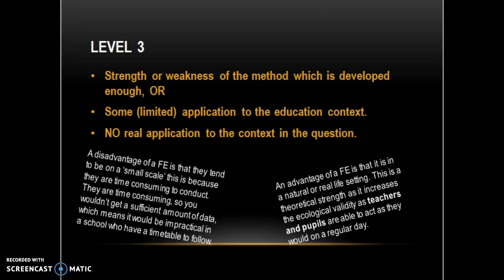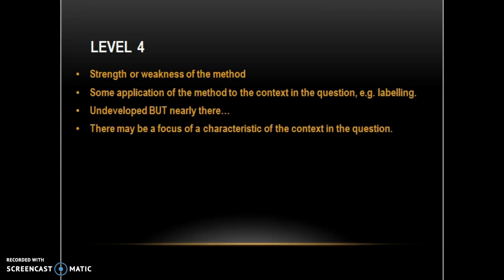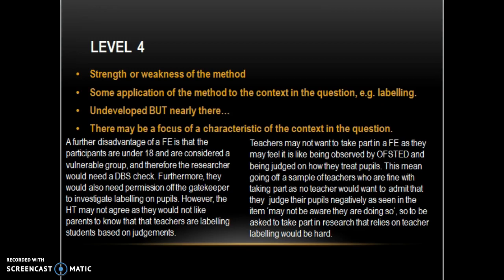Okay, so moving on. So at this level, the student has good knowledge about the method, but it's limited in the application to the school or the context. Level 4, we are starting to see the strengths and weaknesses of the method, the application of the method to the context in the question. For example, labelling, it's undeveloped, it's nearly there. There are focused characteristics of the context as well that is given. So let's have a look at some examples.